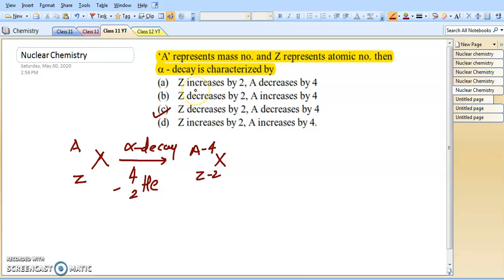So you need to practice such questions of nuclear chemistry. It is not given in the NCERT textbook, but they are asked so many times in the JEE and NEET examinations. So today I have come with this.